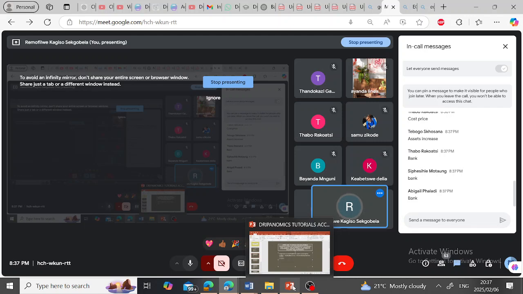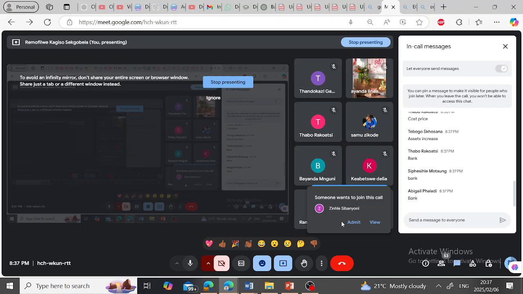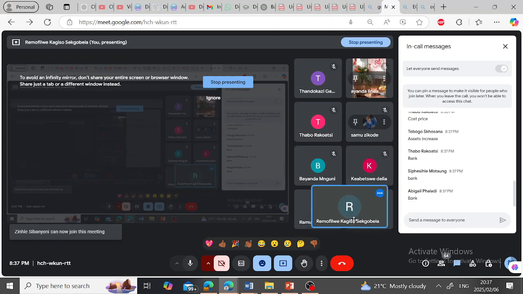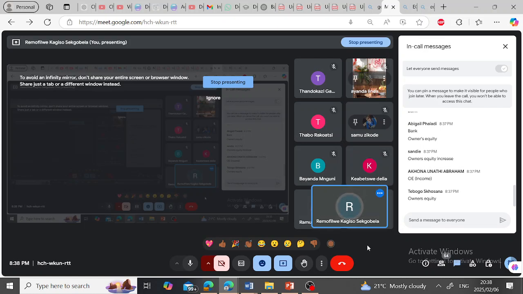So we're gonna say plus 10,000, right? Bank, in like this, equals. What else is affected when we're receiving income? Is it owner's equities, liabilities, or what? Owner's equities increase. Oh my gosh, you guys are smart. Our owner's equities is gonna increase. Why? Because our income increases our owner's equity.